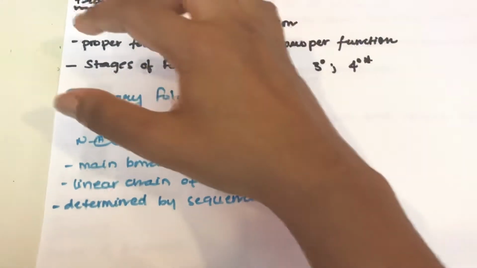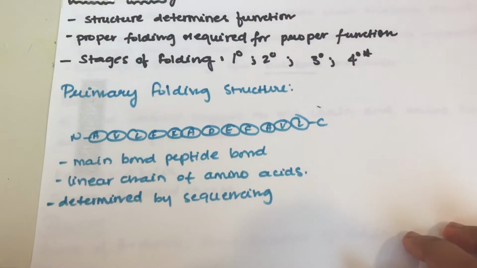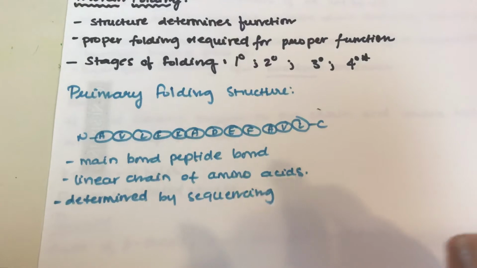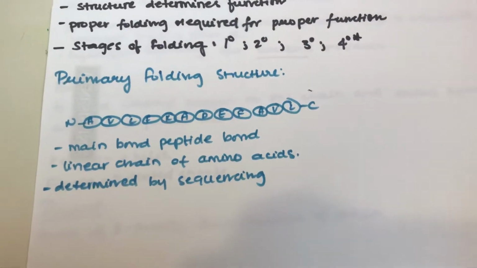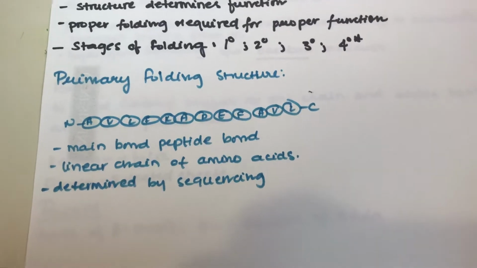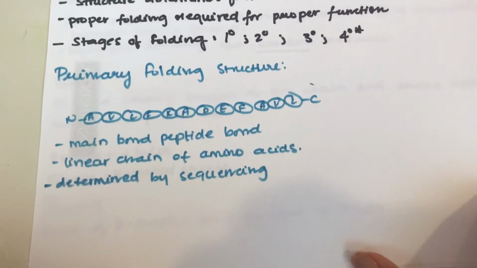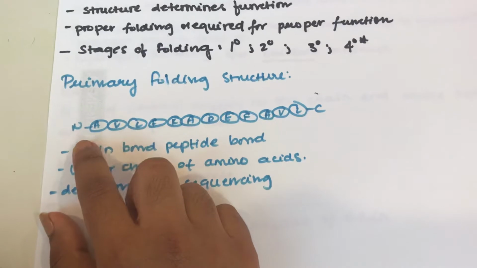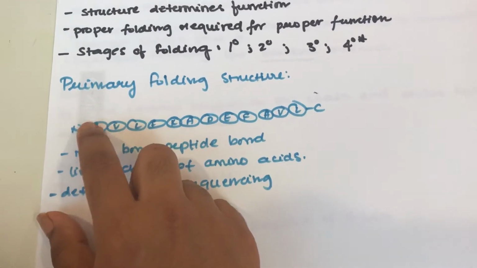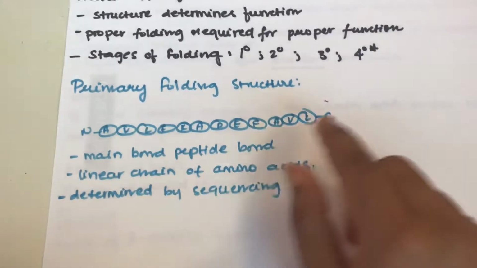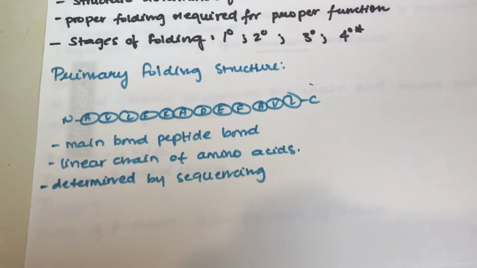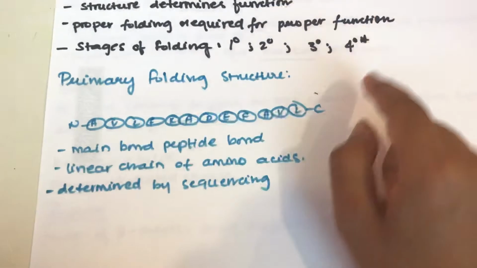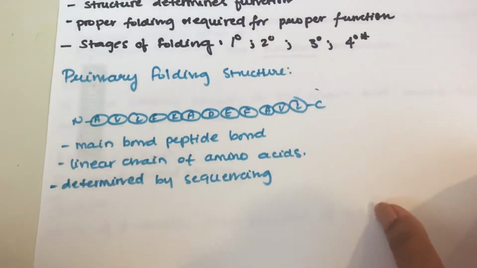Once again, the primary structure is just a linear chain of amino acids, and you can use this to determine the sequence of the protein by various methods like DNA Sanger sequencing that we will talk about in future videos. When you read this, you would read from the N-terminus because this is where you would have your amino group, and this is your C-terminus where you would have your carboxyl group. And if I were to add a new amino acid, I would add it on this side, or the C-terminus.